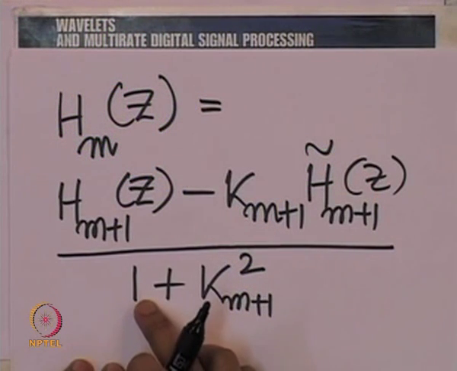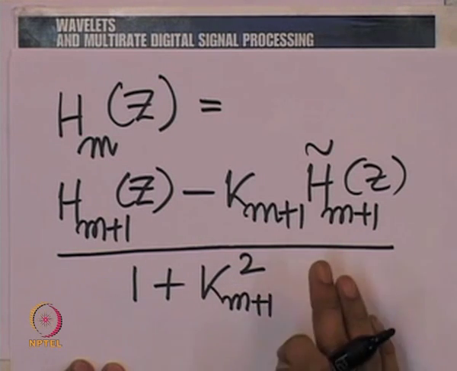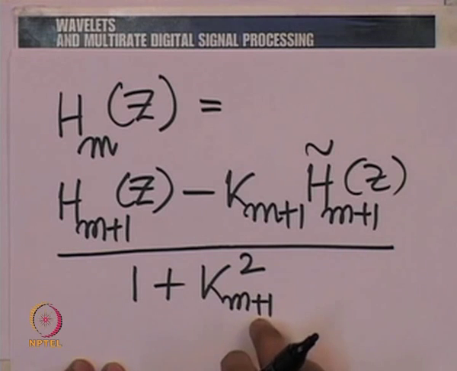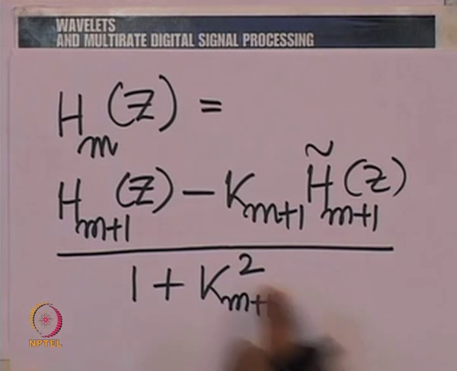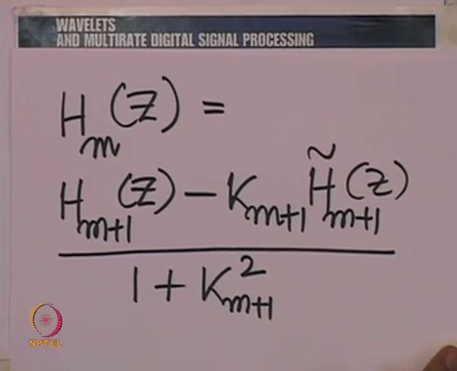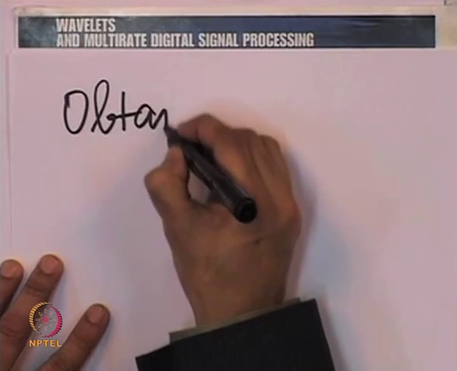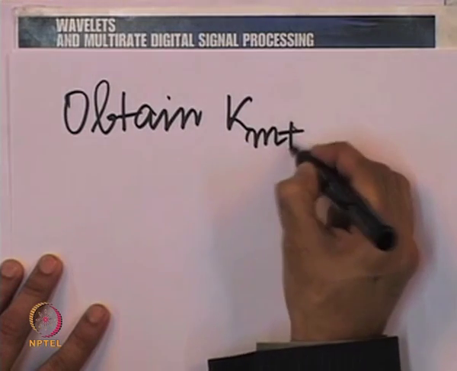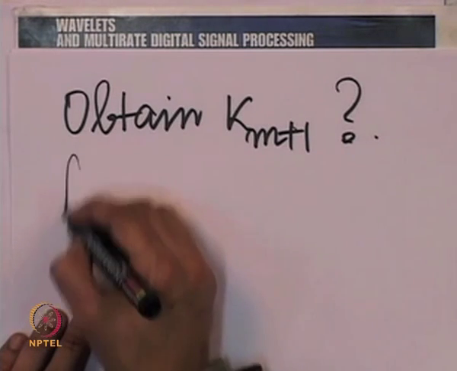But you know, as far as this denominator is concerned here, the validity of division by 1 plus KM plus 1 squared cannot be questioned as long as KM plus 1 is real. If KM plus 1 is real, we have no problem of validity at all, because this is definitely going to be a non-negative, strictly non-zero quantity. So, all that we need to do is to obtain KM plus 1. How? And that is done very easily by looking at the forward recursion.